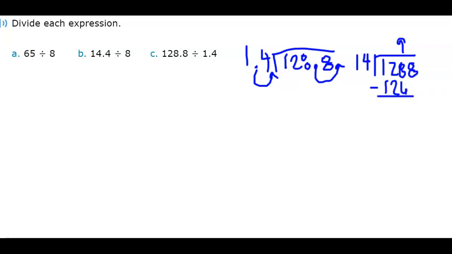So 14 times 9 is going to give me 126. I'm going to subtract that. 8 minus 6 is 2. And then the rest is going to equal 0. Going to drop down that 8. 14 goes into 28 twice. And so we have 28. That is 0. And so we're done dividing. So our quotient for C will be 92.